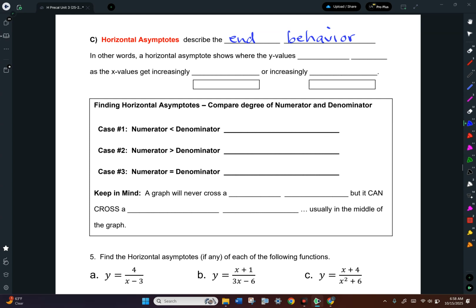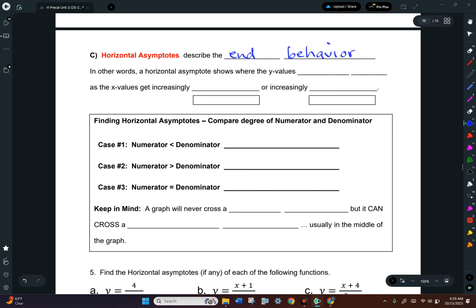In fact, you may have been told by some teachers that asymptotes are the lines that your graph never crosses. Well, that's not true. It's true about vertical asymptotes. Your graph will never cross a vertical, but your graph very well could cross a horizontal. But if it does, it's going to be in the middle of the graph, not at the ends. So, in other words, a horizontal asymptote shows where the y values level off.